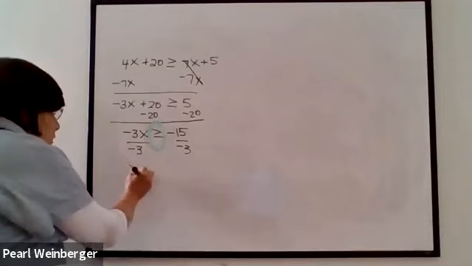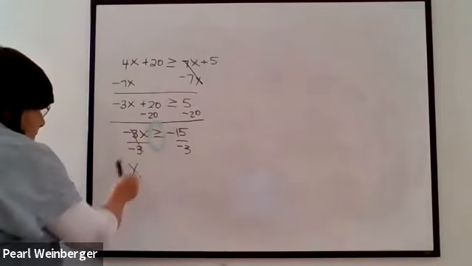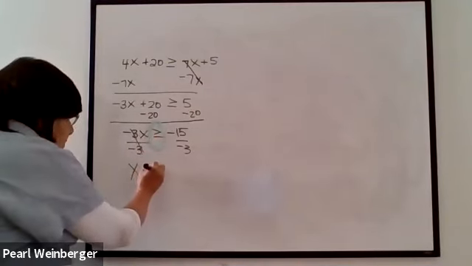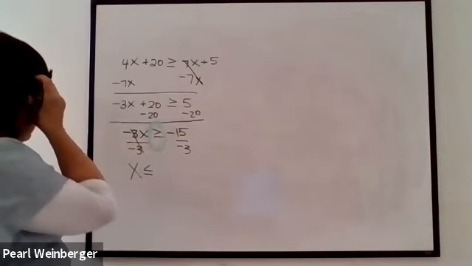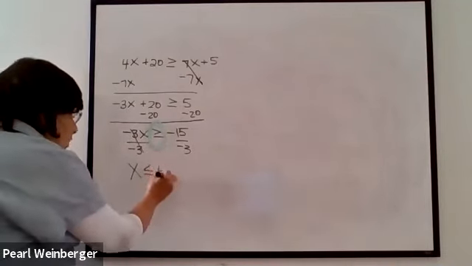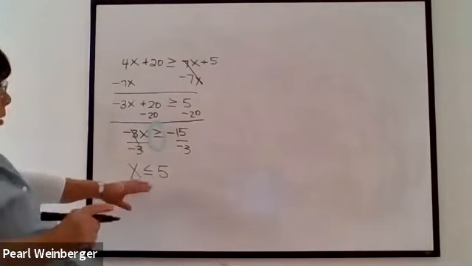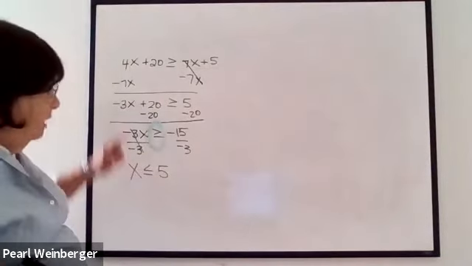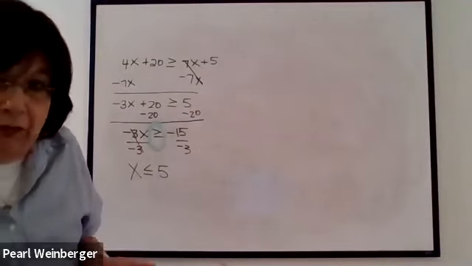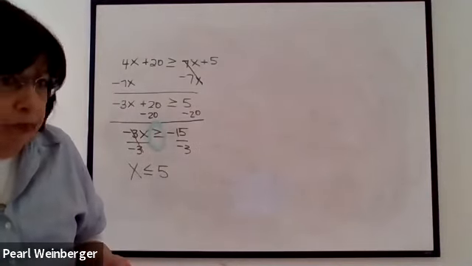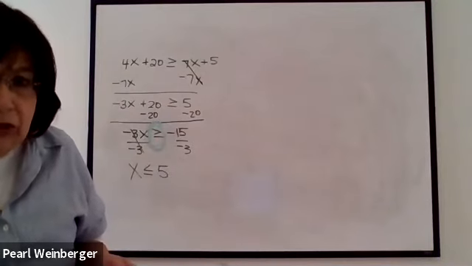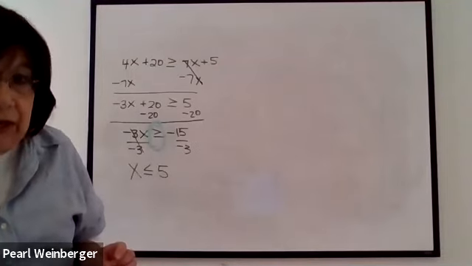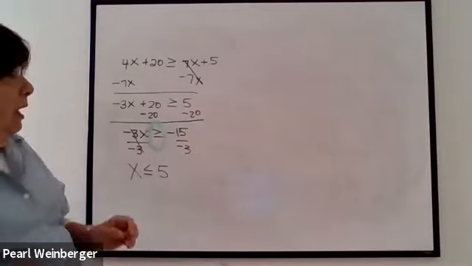So your final answer will come out to be, well, the negative 3's cancel out, and I'm left with x. This was a greater than or equal to, so it'll become a less than or equal to. And negative 15 divided by negative 3 is 5. So my final answer is x is less than or equal to 5. This is the one thing you have to be extremely careful about. When you divide or multiply both sides of an inequality by a negative number, you change the sense of the inequality.